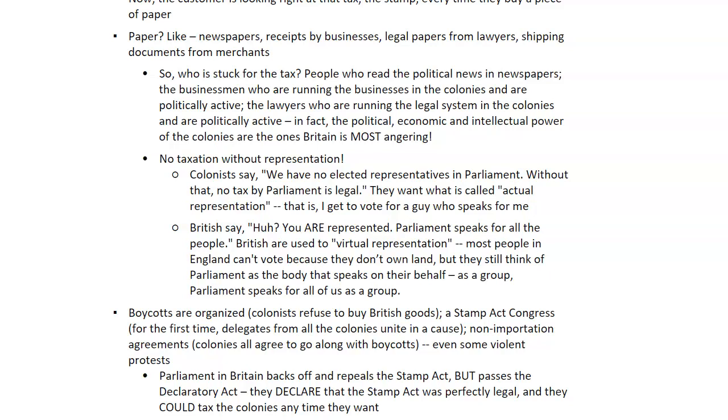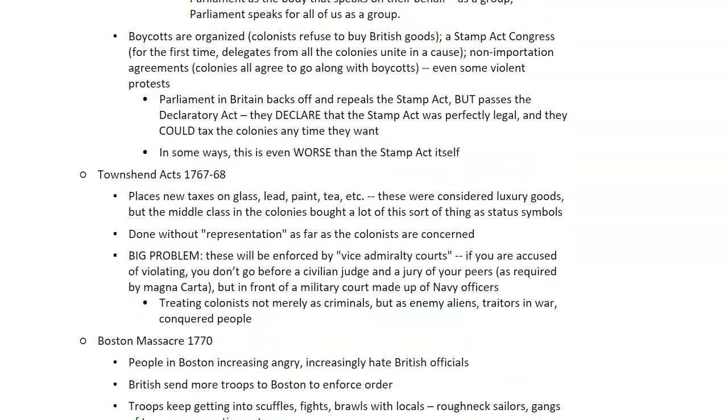Well, the American colonists start to organize boycotts. That's when you refuse to buy, for instance, in this case, British goods. It's a word you should know. A Stamp Act Congress meets. For the first time, really, delegates from all the colonies unite in a cause. Non-importation agreements. This is when colonies all agree to go along with these boycotts. And there are even some violent protests. Some of the tax collectors wind up getting the living daylights beaten out of them. Some of them are even killed.